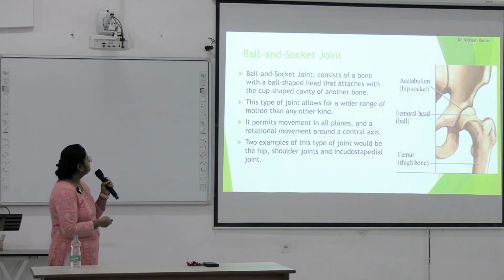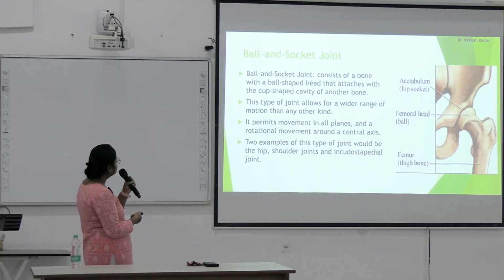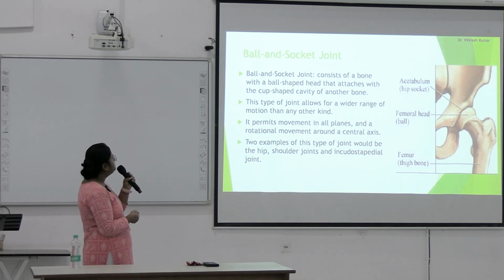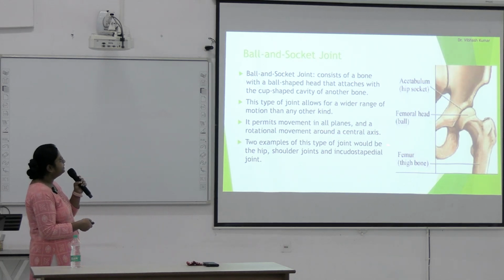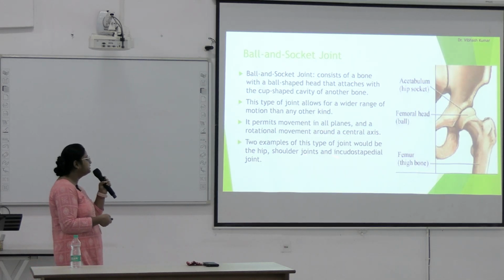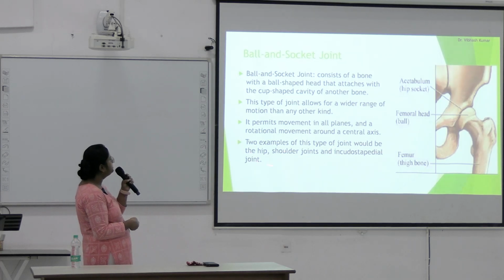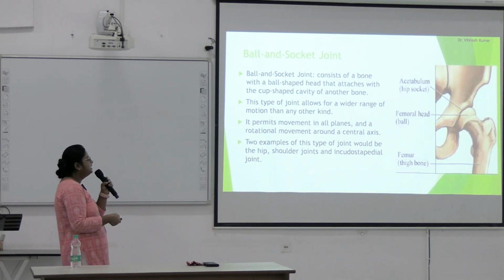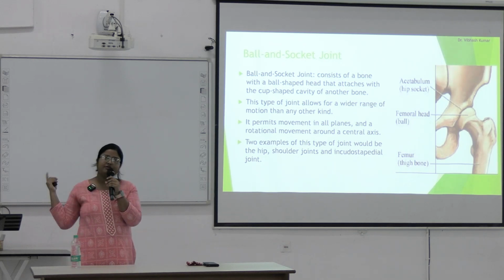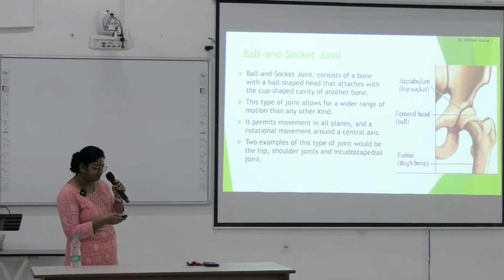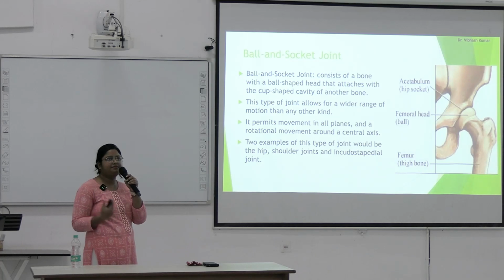Okay, so it permits movement in all the planes and a rotational movement occurs around a central axis. And two examples of this type of joint are the hip joint and shoulder joint. Another one is the incudostapedial joint lying in the middle ear. We have discussed yesterday, between the incus and stapes.